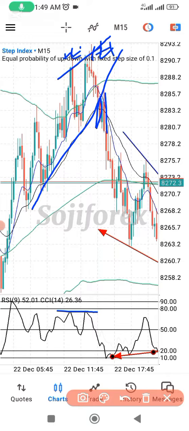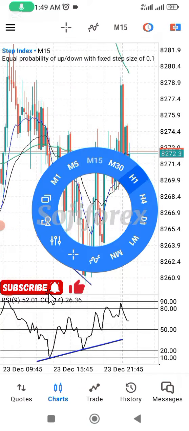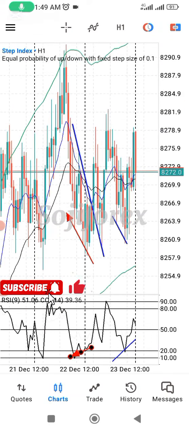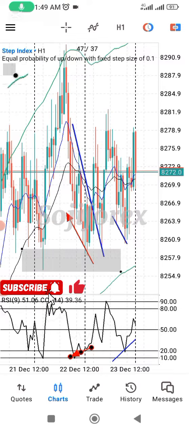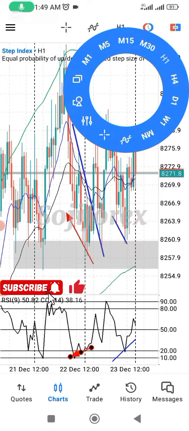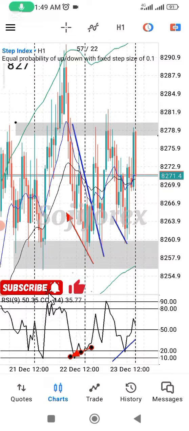Another way you can do this is for you to go to your higher time frame, the H1, and mark out the area of support and resistance. Okay, you can as well mark your area of support and resistance. This way, this is a support zone, and then here is a resistance zone.